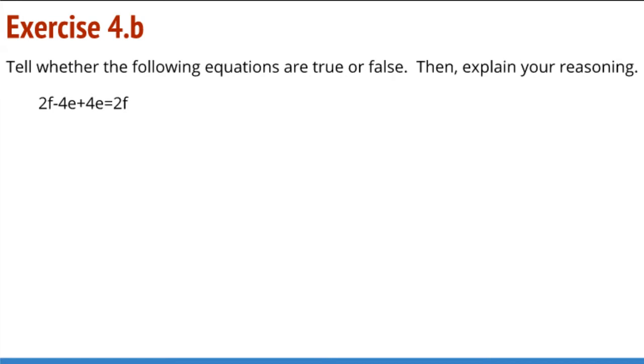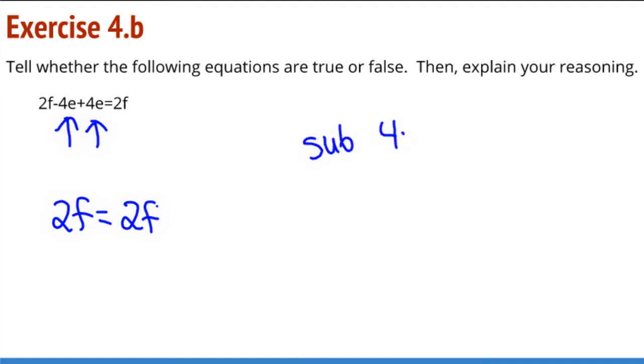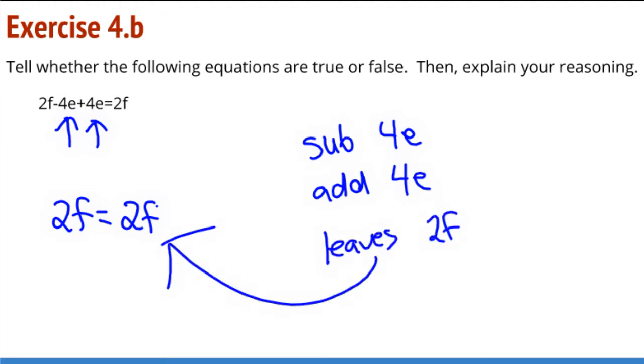So here's another one. So I start with 2f. I am going to take away 4 of e, and then I'm going to add 4 of e. Well, this comes straight out of lesson 1 again also. 2f will be equal to 2f. I subtract 4e. I add 4e, which means they kind of cancel each other out. They undo each other. That leaves 2f, which is equal to 2f.